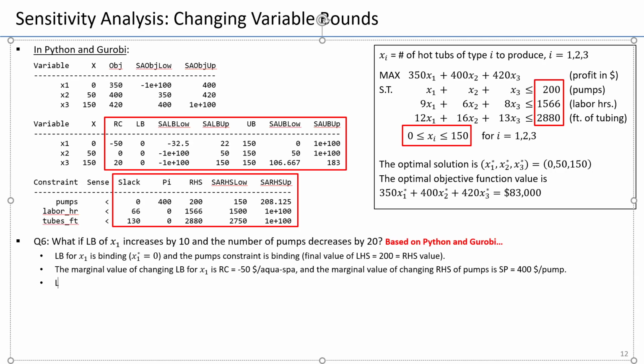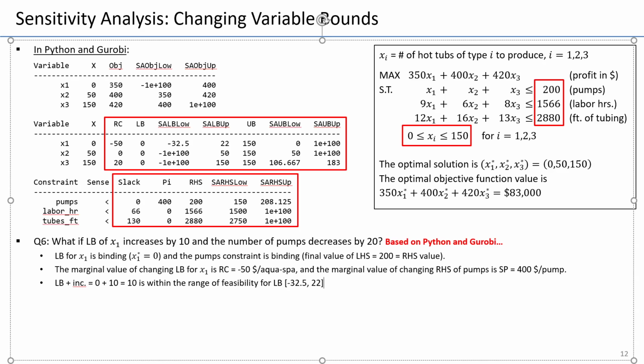We can tell that the lower bound, which was 0, plus the increase of 10, so the lower bound increases by 10. This 10 is within the range of feasibility for this lower bound, which is shown here, minus 32.5 to 22. 10 is within this range.